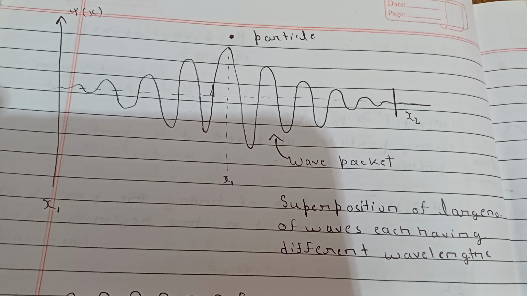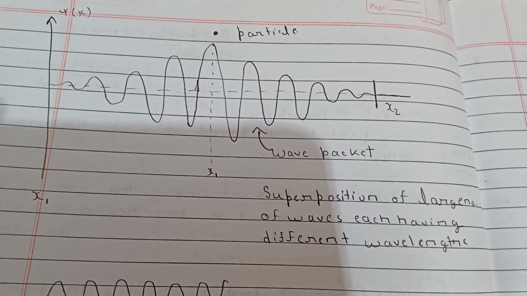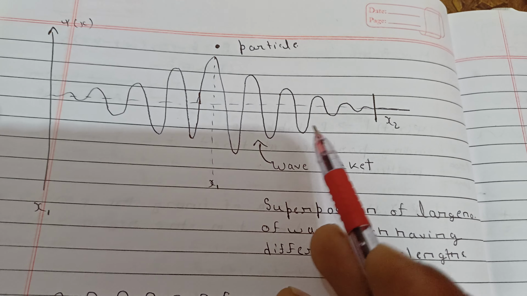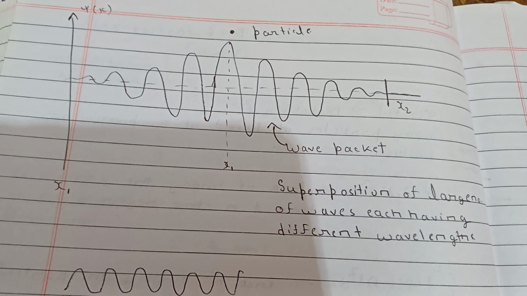In the last lecture we were studying matter waves and their physical interpretation. We were seeing the Max Born interpretation, which says that a matter wave is nothing but a probability wave, and it represents the probability of finding the particle.